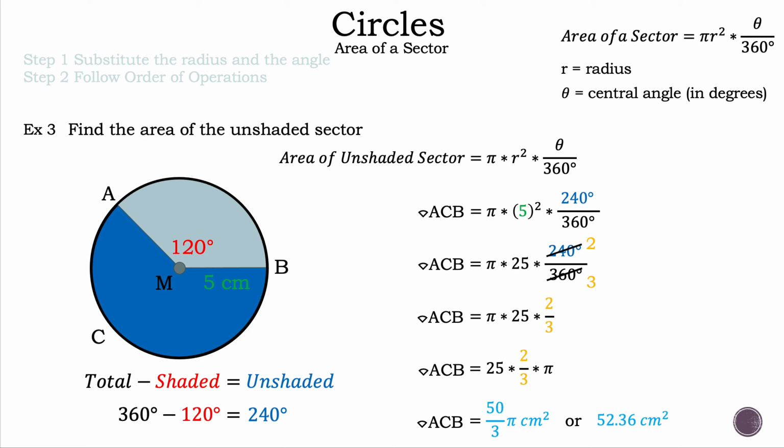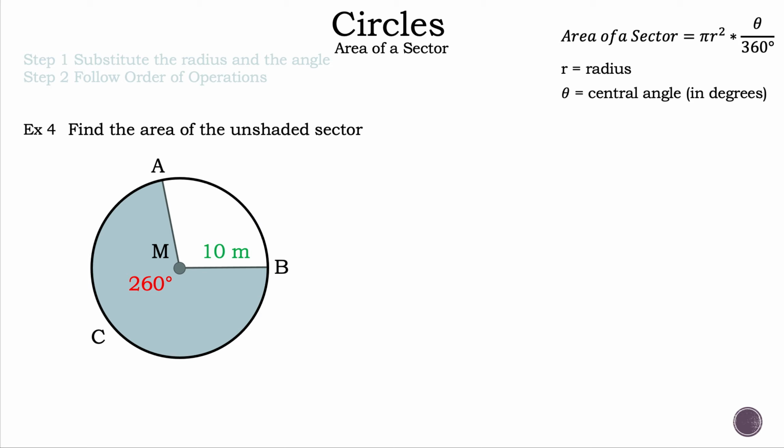So we have two different ways to represent the area of the unshaded sector with a central angle of 240 degrees and a radius of 5 centimeters. Now let's take a look at example 4. Let's read the example. Find the area of the unshaded sector.